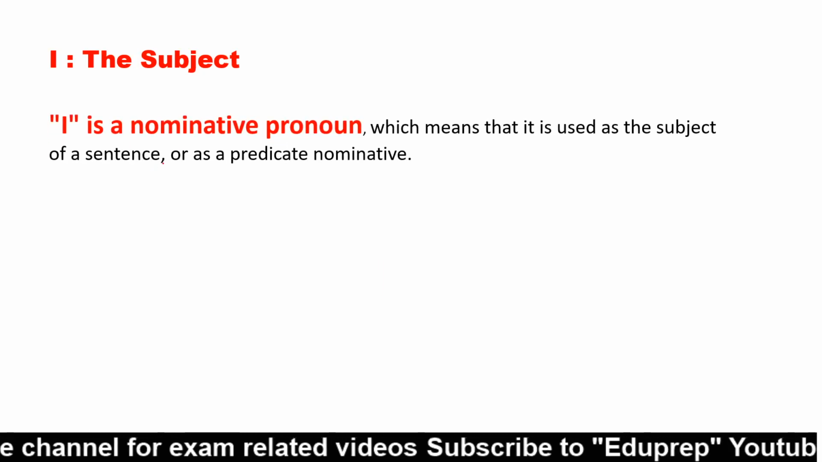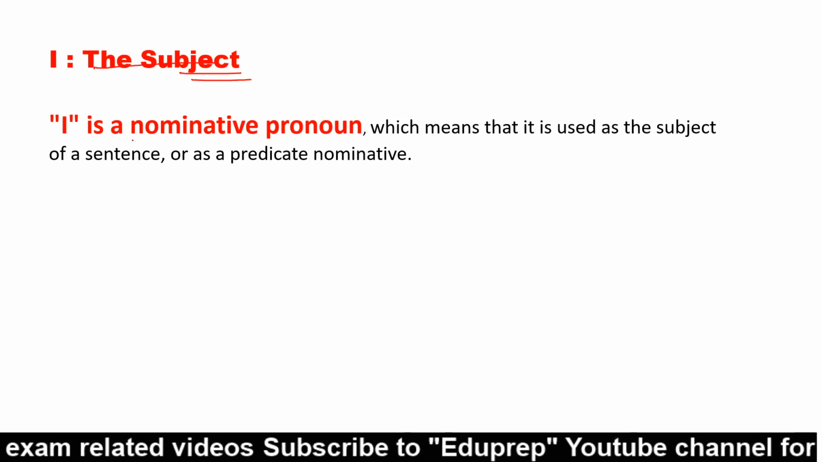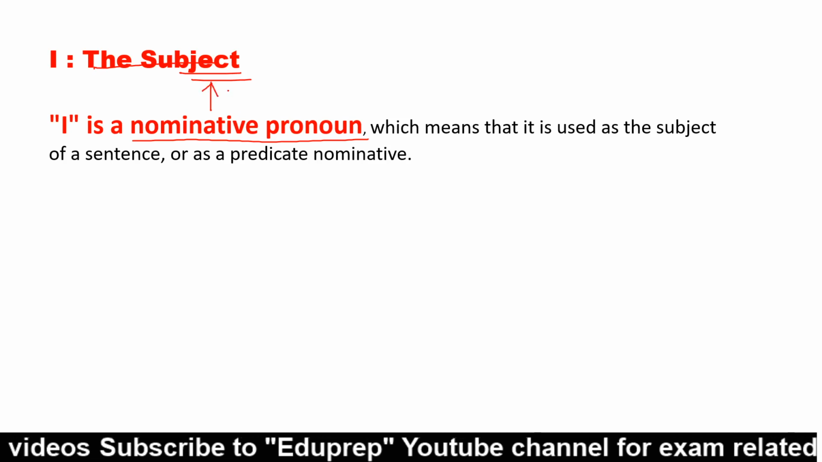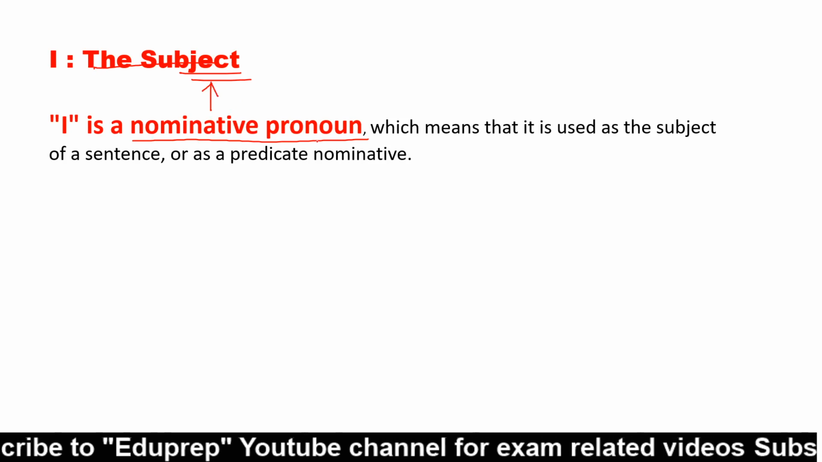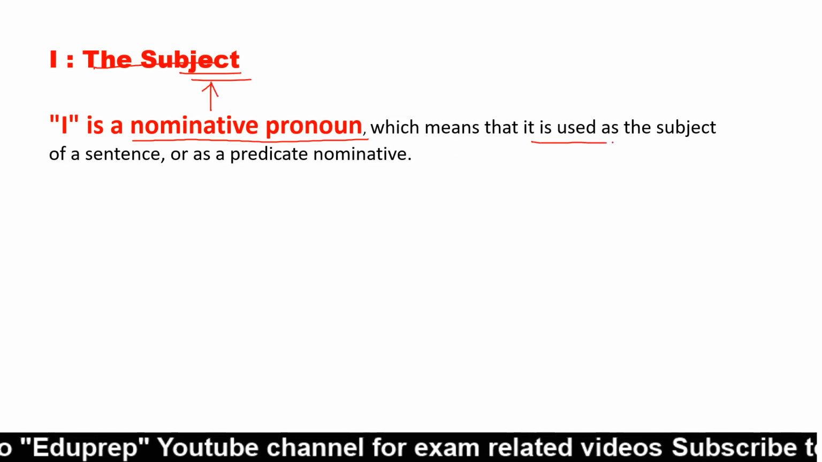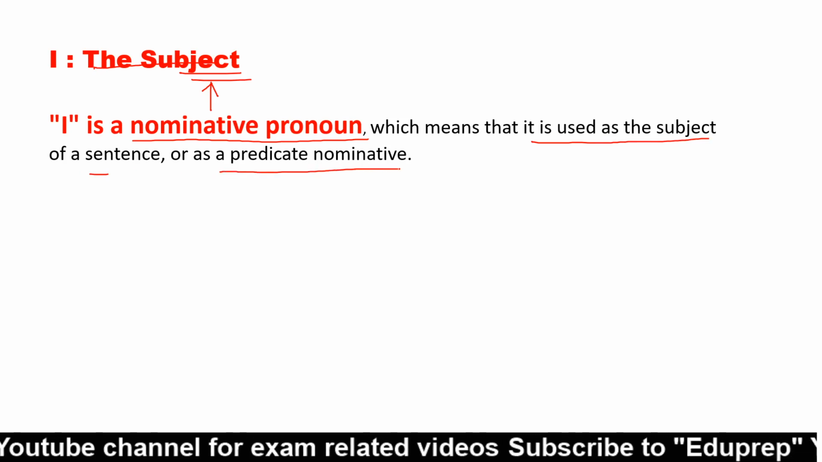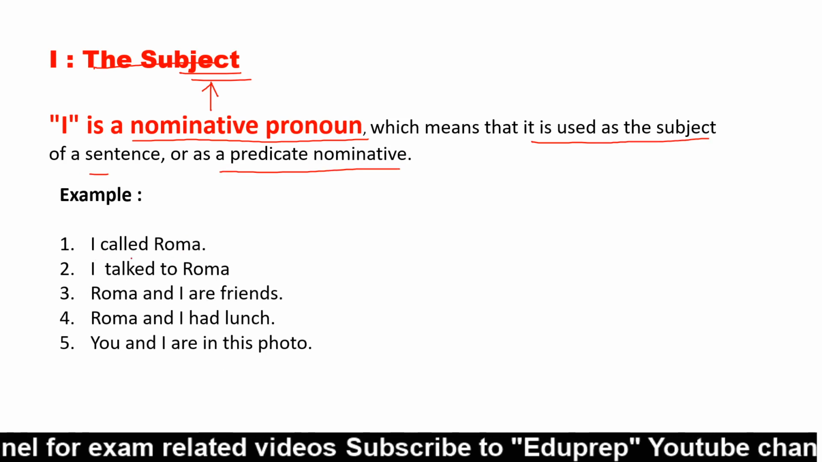Okay. So now let's move to the concept. Here I'm giving you the same concept which I have just discussed. So "I" is always the subject. "I" is basically a nominative pronoun, which means subject. This always nominates, and that is why it is called a nominative pronoun. That simply means that it is used as the subject of a sentence or as a predicative nominative. Clear?